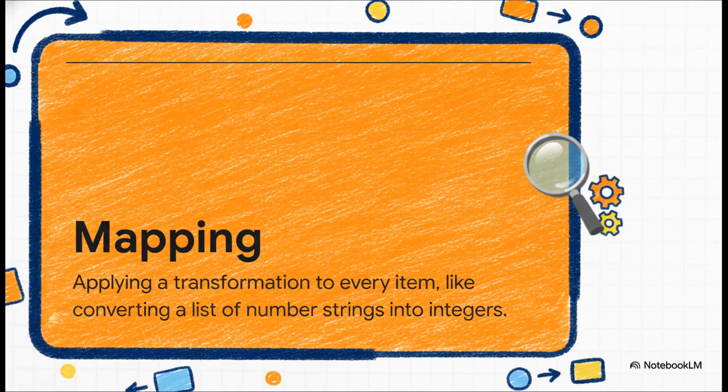First up, we've got mapping. Think of this as your assembly line. You've got a bunch of items coming in, and you need to do the exact same thing to every single one. So, for example, you have a list of number strings like 1, 2, 3, and you want to turn them into actual integers. That's mapping.